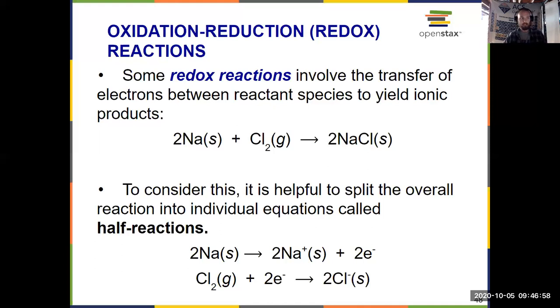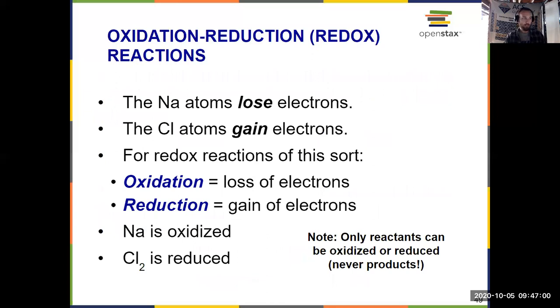And looking at those reactions, we can determine some definitions here. Notice the sodium atoms lost electrons to gain a positive charge. The chlorine atoms gained electrons to get a negative charge. Okay? So when we have that going on, that's a redox reaction. And oxidation is the term that we have for the loss of electrons. And reduction is the term when we're gaining electrons. So in the previous example, sodium was oxidized and chlorine was reduced.